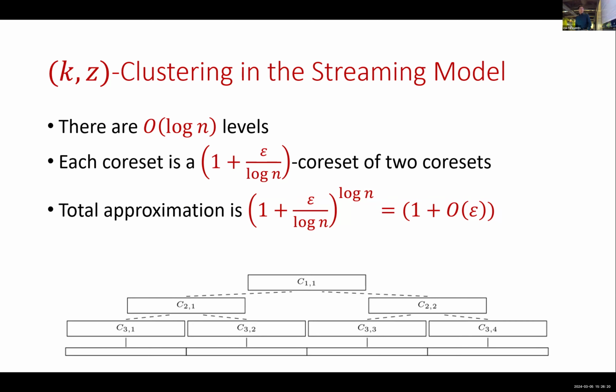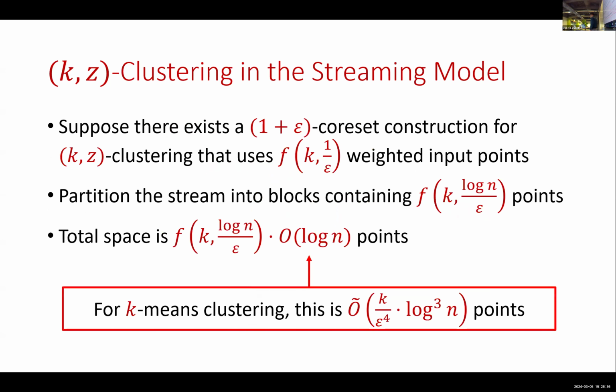And the crucial part again is that we want a 1 plus epsilon approximation at the end. There's a certain distortion at each level, so we just start off with a more aggressive threshold for accuracy. This means that if you have a core set that uses, for example, k over epsilon to the 4th points, then there's an algorithm for streams that uses k over epsilon to the 4th times log cubed n points.